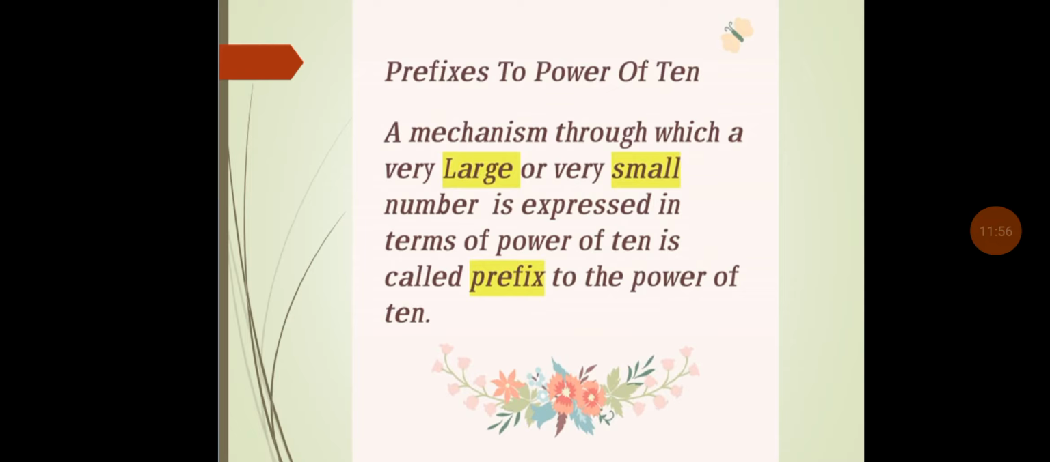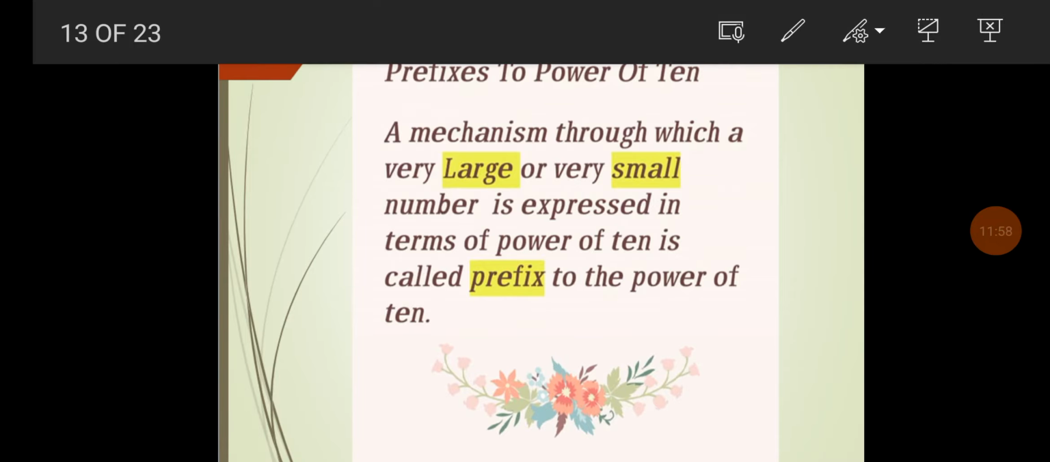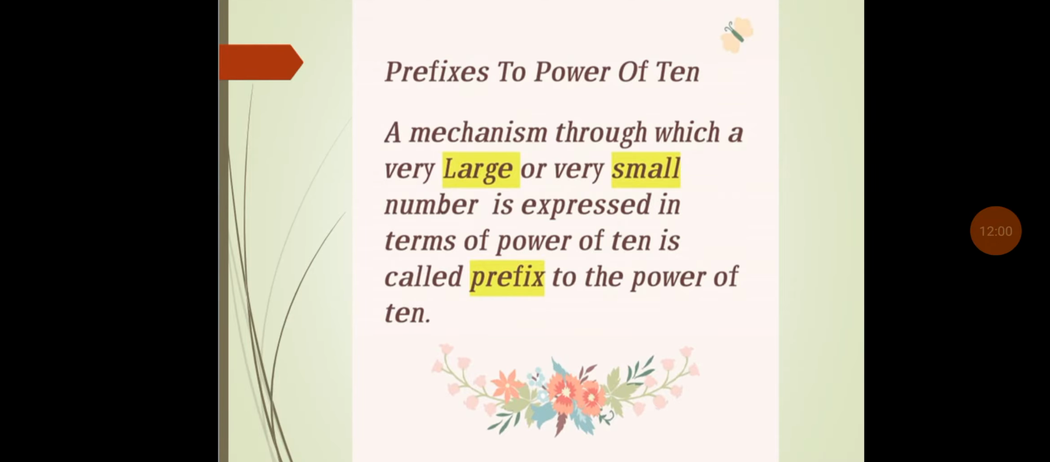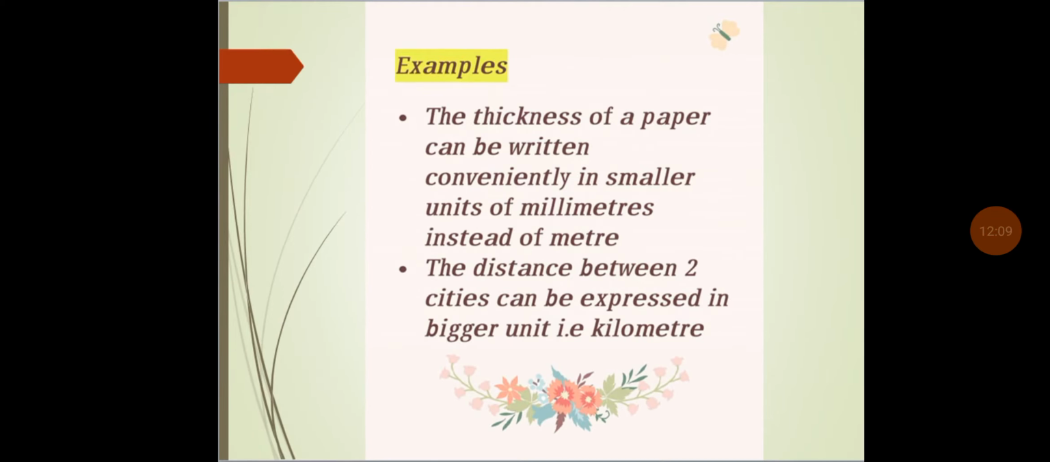So we can define prefixes as a mechanism through which a very large or very small number is expressed in terms of a power of 10. For example, the thickness of a paper can be written conveniently in the smaller unit of millimeters instead of meter, and the distance between two cities can be expressed in the bigger unit, that is kilometer.